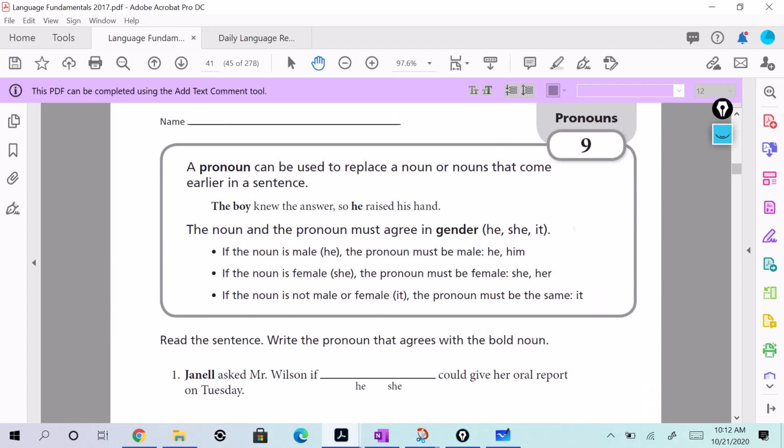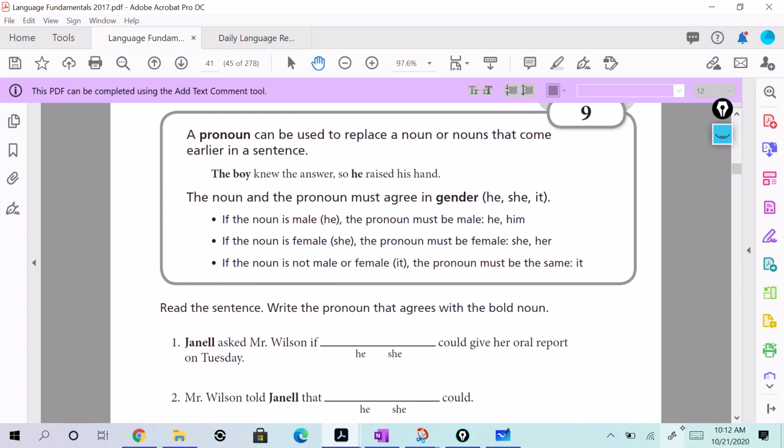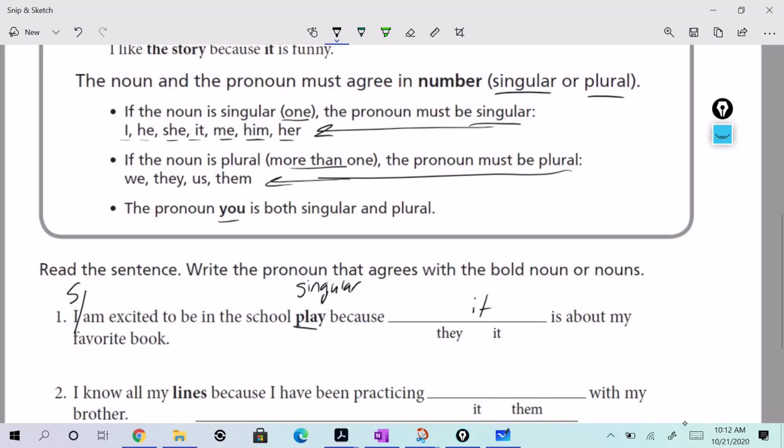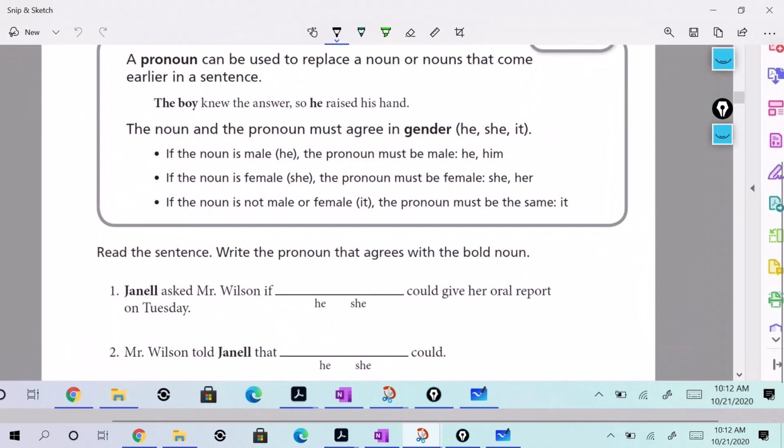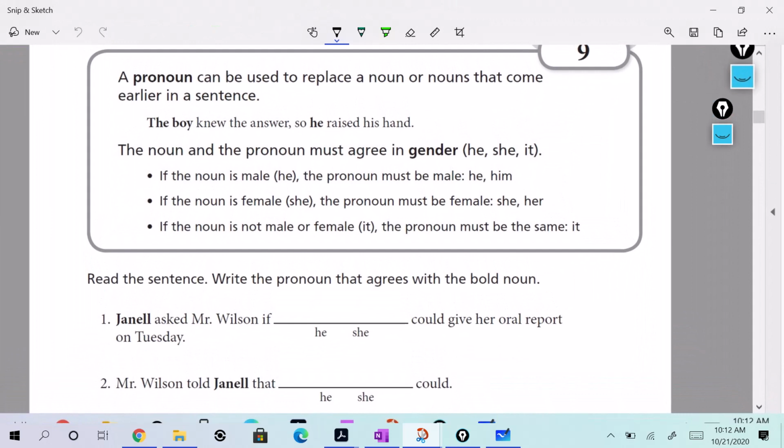We're going to look at nine. Flip your thing over. Here we go. All right, you ready? The pronoun can be used to replace a noun. That noun it replaces is called the antecedent, right? The boy knew the answer, so he raised his hand. The gender must agree, right? So if the noun is male, the pronoun must be male: he, him. If the noun is female, the pronoun must be female: she, her. If the noun is not male or female, the pronoun must be the same: it. Right?